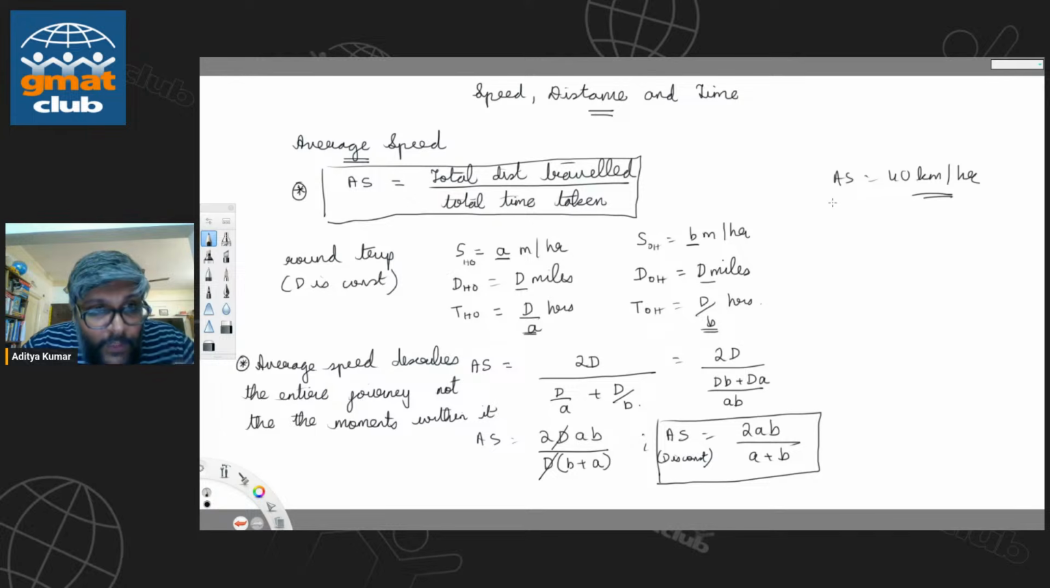And if you want to work with the average speed, the universal formula is total distance by total time. And if you see that the distance is constant, you're going on a round trip, then the average speed is defined as 2ab by a plus b, where a and b are the upward journey speed and downward journey speed respectively. Got this?